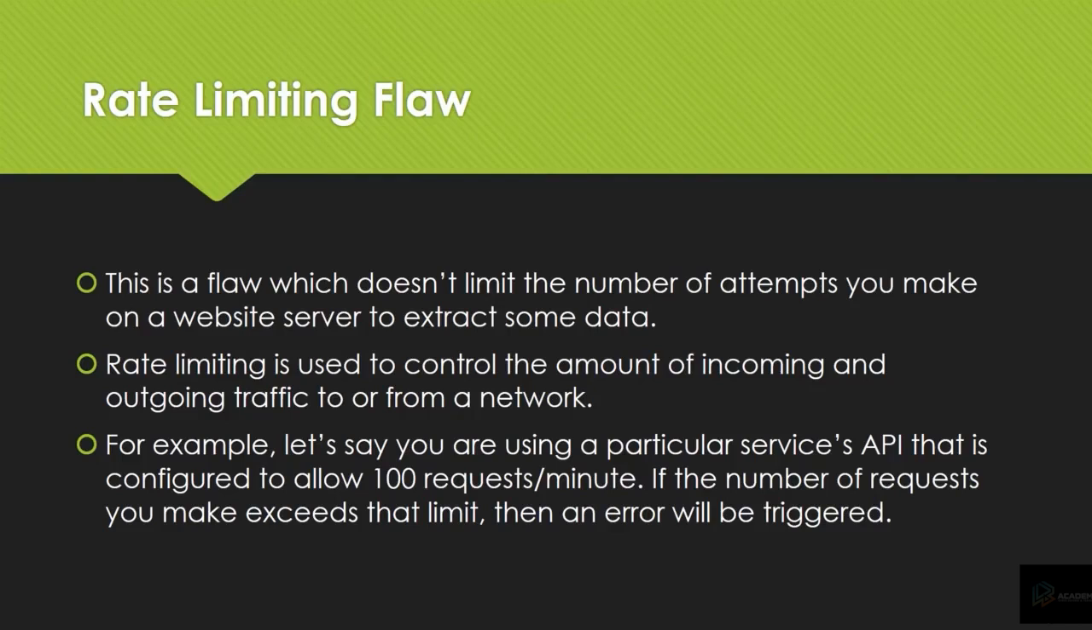Today, in this tutorial, we will talk about what a rate limiting flaw is. This is a flaw which doesn't limit the number of attempts you make on a website server to extract some data. Rate limiting is used to control the amount of incoming and outgoing traffic to or from a network. For example, let's say you are using a particular service's API that is configured to allow 100 requests per minute, but if the number of requests you make exceeds that limit, then an error will be triggered.